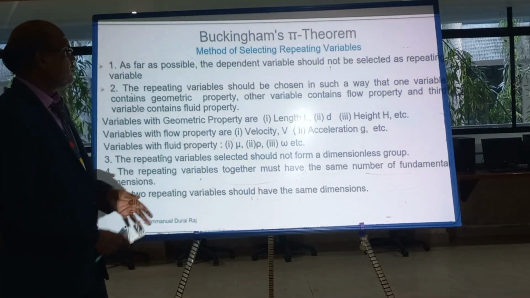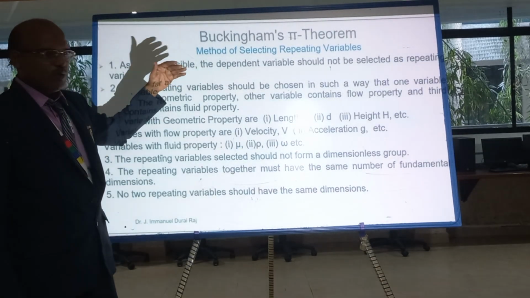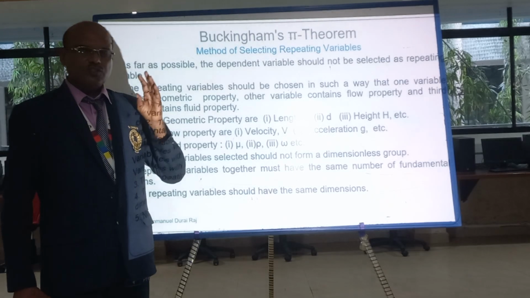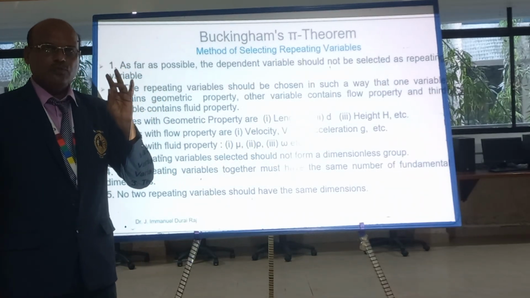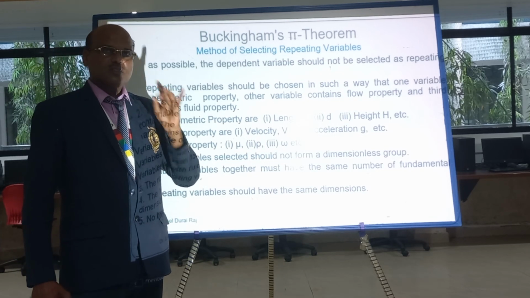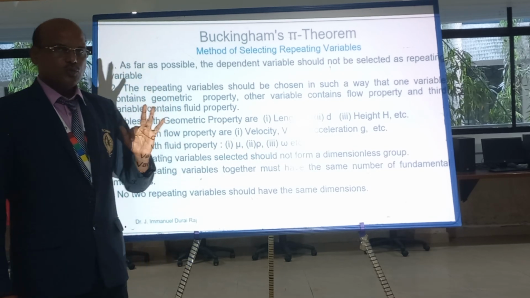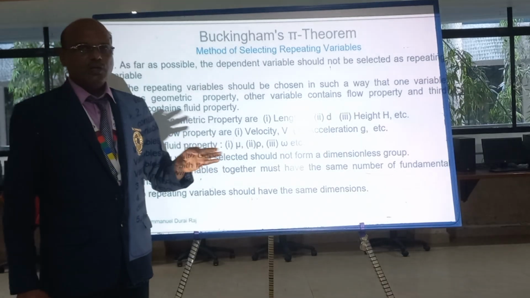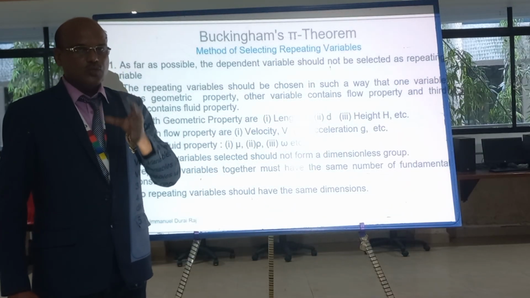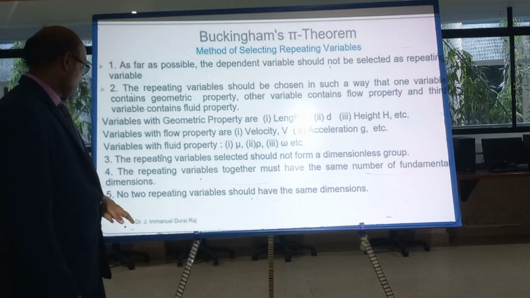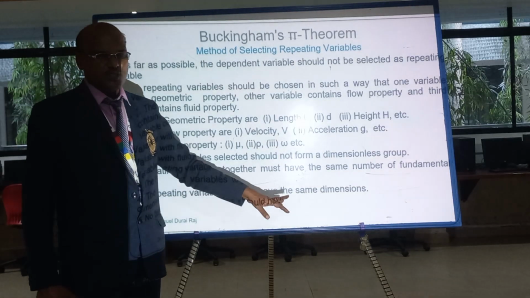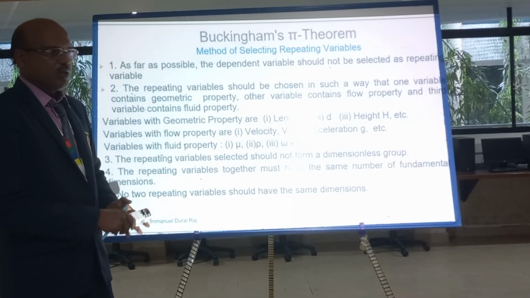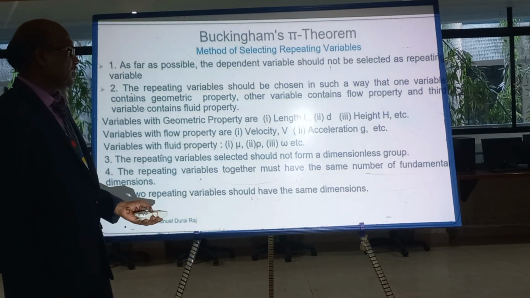To repeat once again: as far as possible, the dependent variable should not be selected, and of the ones you choose, one should contain geometry, next a flow property, and third a fluid property. Third, the repeating variable should not be a dimensionless group like efficiency, and no two repeating variables should have the same dimension. This is the method for choosing repeating variables.